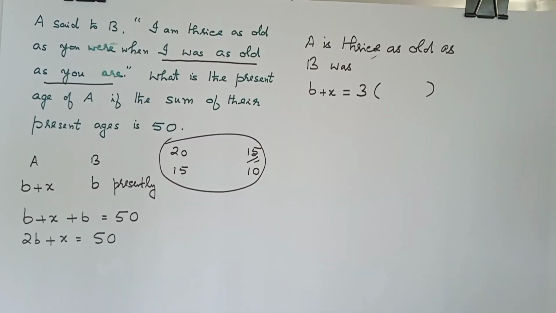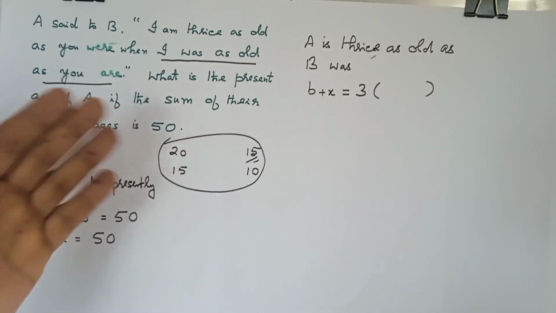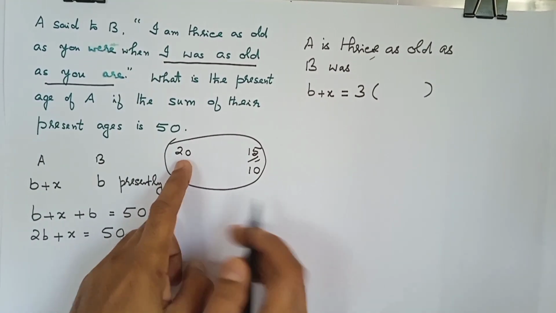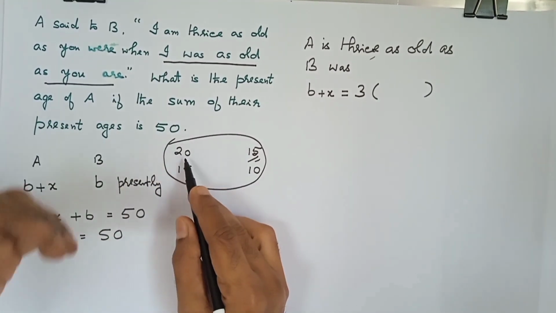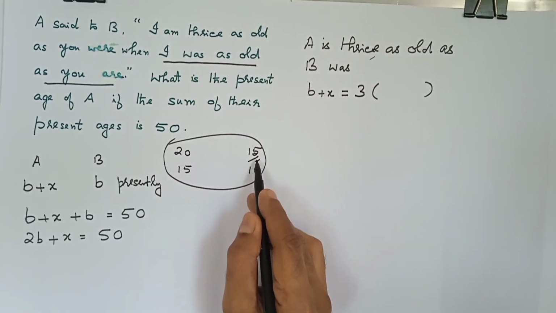Not the present age. Then what? B's age at some point of time in the past. So we are referring to B's age a certain number of years ago. That how many years ago is answered by this part. Look at this. Again, you come back to that numerical example I showed you before. You are here, 20. Supposing you have a younger brother, 15.